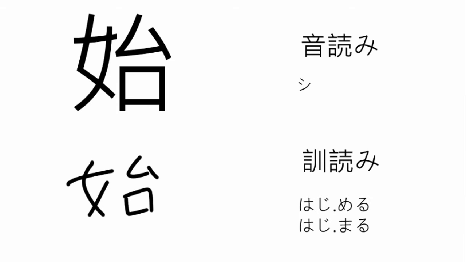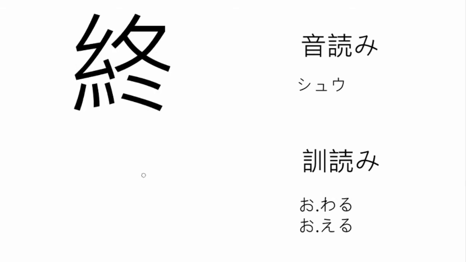On to the next one. And now the kanji that's the total opposite of that. This is the kanji to end. The onyomi is shu, like shuden, last train, which I'll show you how to draw in a minute. The kunyomi reading is owaru, to end, or oeru, to finish something. Yeah, you see I use that word a lot.